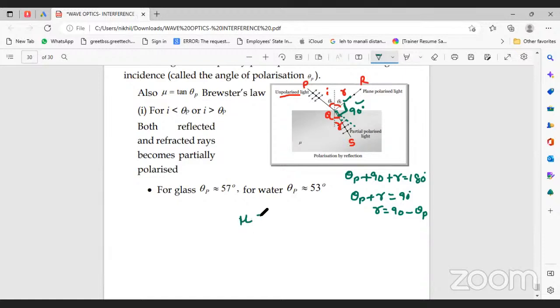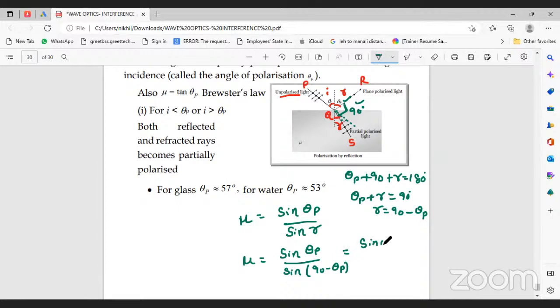So sin theta p by sin of 90 minus theta p is equal to mu. Yeah, you can write that also. In the place of r, you can take it as 90 minus theta p. What is sine of 90 minus theta p? Cos theta p.